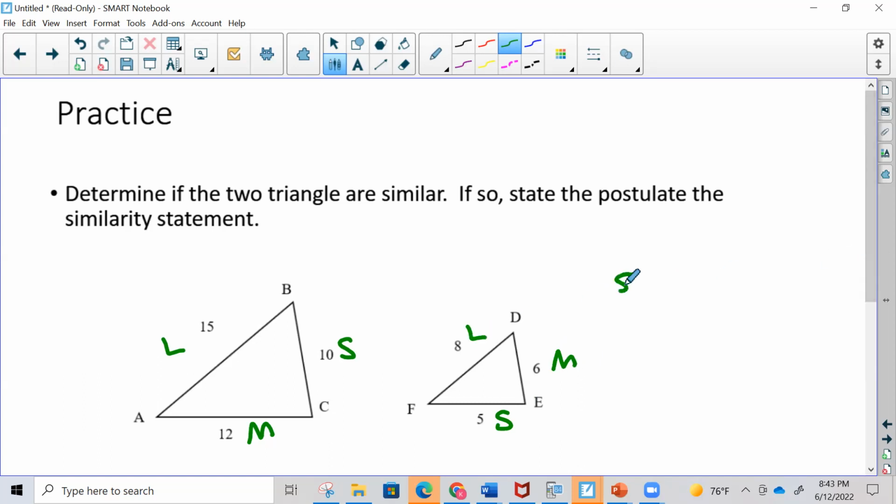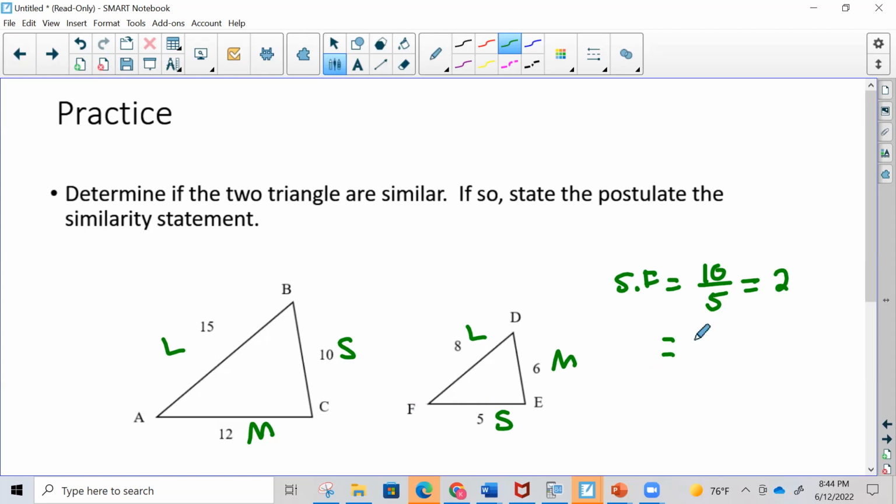So when I compare them to find the scale factor, I'm going to match small with small. So I'm going to do 10 divided by 5. The order you do, like whether you put this triangle on top or this one, it doesn't matter. Just be consistent. Most students prefer the larger triangle on top because then they don't have to deal with fractions, which is fine. So then that's the small.